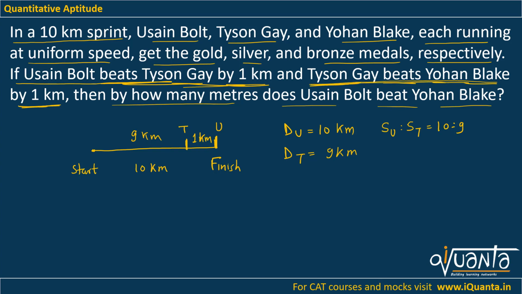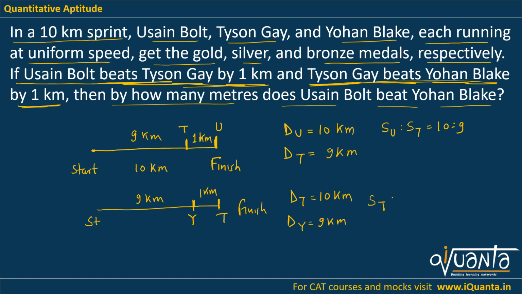So now the same condition, when Johan Blake will be 1 kilometer behind Tyson Gay, this is also the start, this is the finish, and this is also a race of 10 kilometers, so this will be 9 kilometers. So from here I can say that in the time Tyson Gay covers 10 kilometers, Johan Blake covers 9 kilometers. So again, distance covered by Tyson Gay would be 10 kilometers. In the same time Johan Blake covered 9 kilometers. So again, the speed ratio of Tyson and Johan Blake would be 10:9.